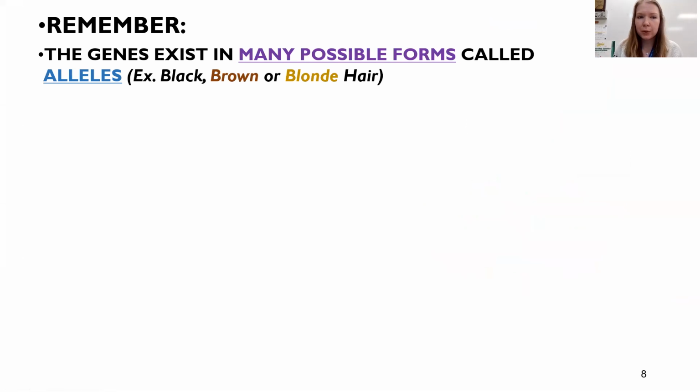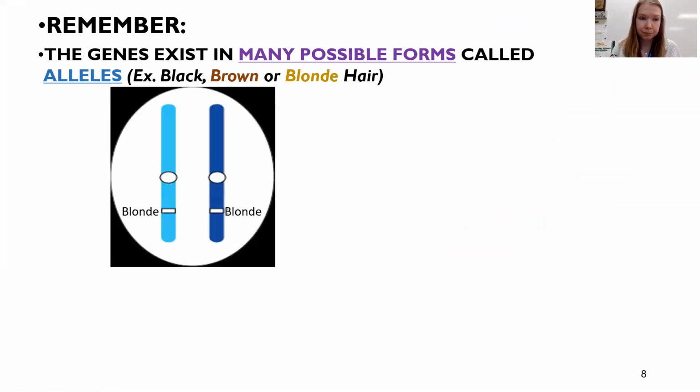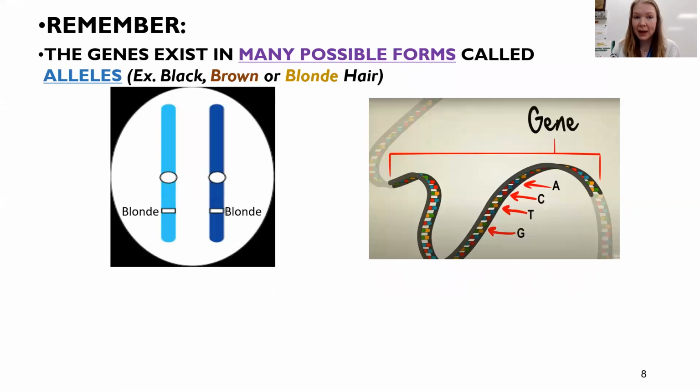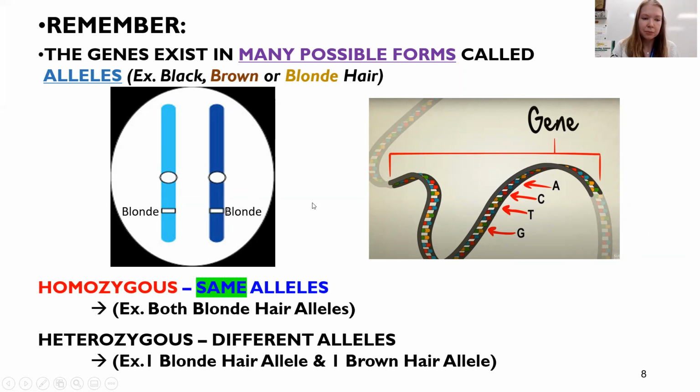So now remember, we talked about a moment ago how genes exist in many possible forms, and these possible forms are called alleles. So we have terms that help us determine if both the chromosomes, one from our mom, one from our dad, in this pair of chromosomes are the same. So if the alleles are the same or if they're different, we have terms for that.